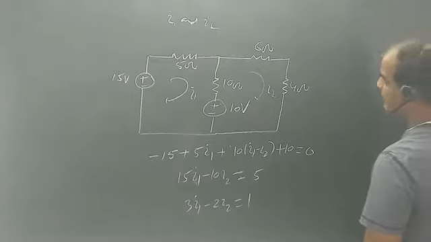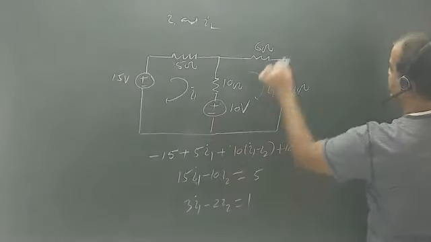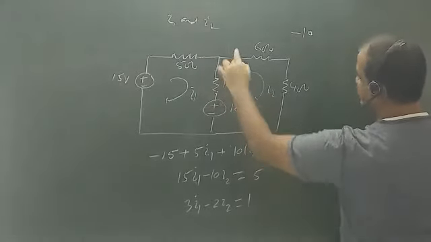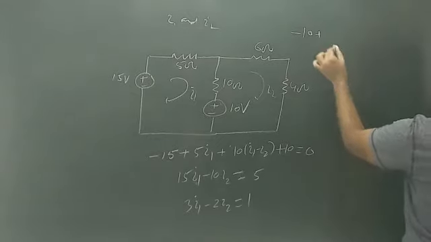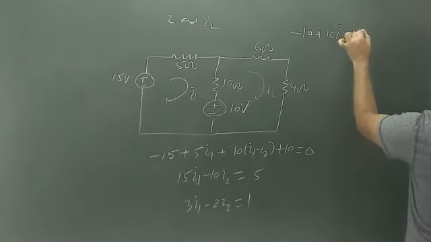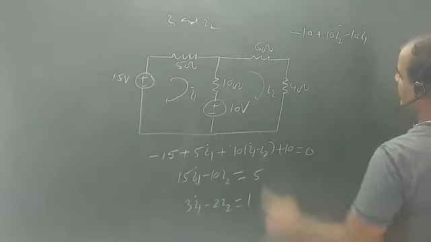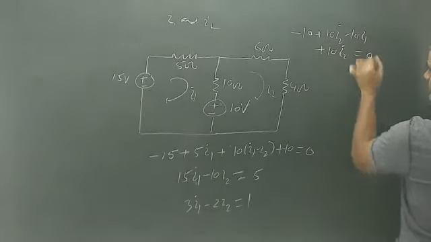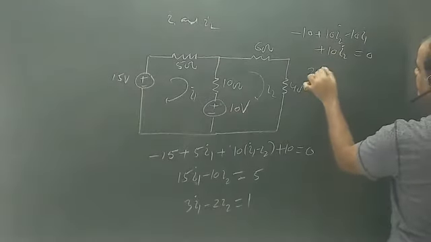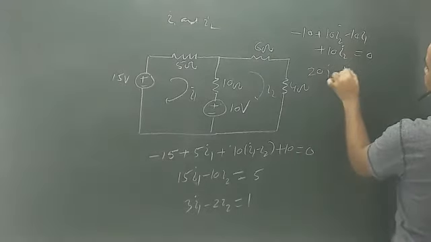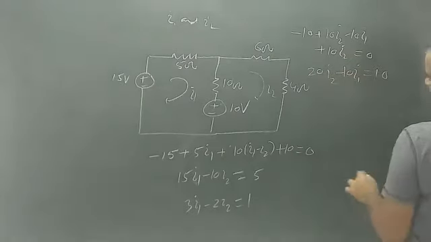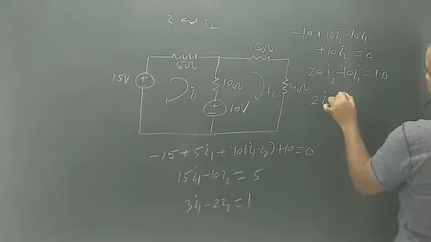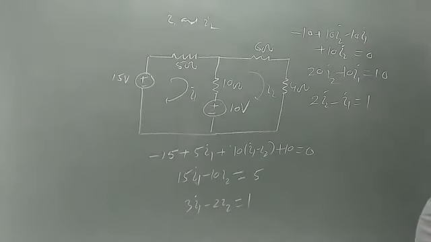Mesh 2, you can write minus 10. And this is again now I2 minus I1. 10 I2 minus 10 I1. And this is 6 plus 4, 10 I2, equals 0. This gives me 20 I2 minus 10 I1 equal to 10. So this becomes 2 I2 minus I1 equal to 1. Okay, solve करो कितना आ रहा है?